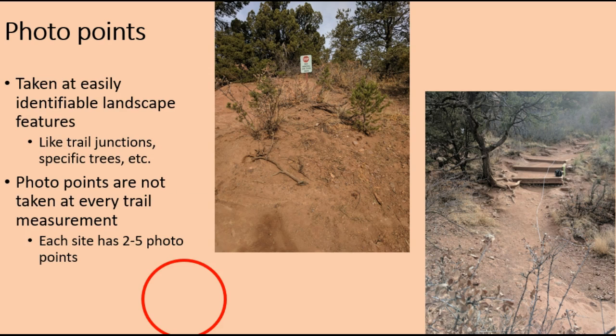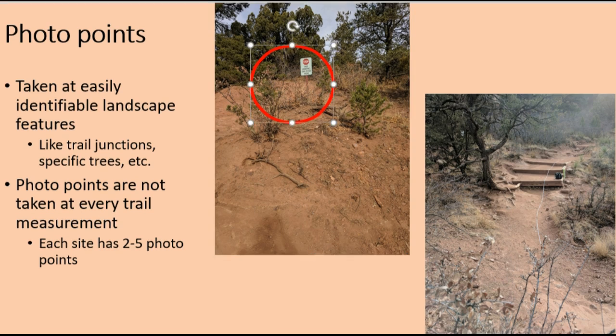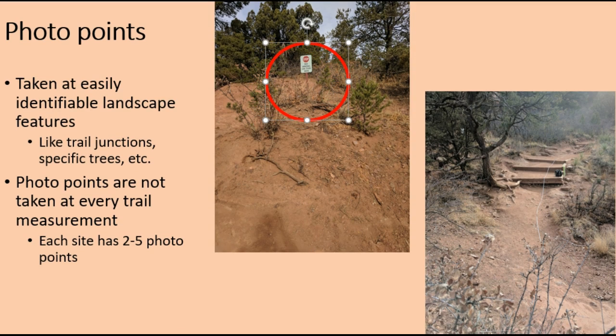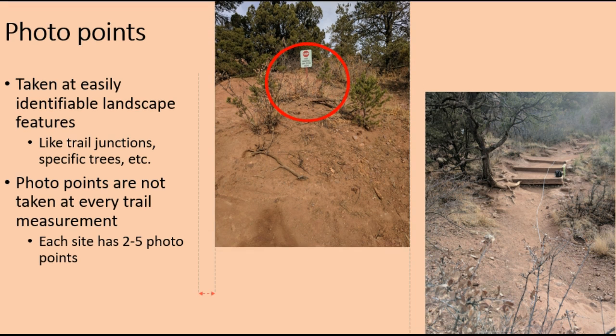Photo points are taken at easily identifiable landscape features. Okay, so for example, here on the Siamese Twin Trail, there's this knoll at the bottom of our measurement area, and there's a sign there. It says stop, no hiking beyond this point.